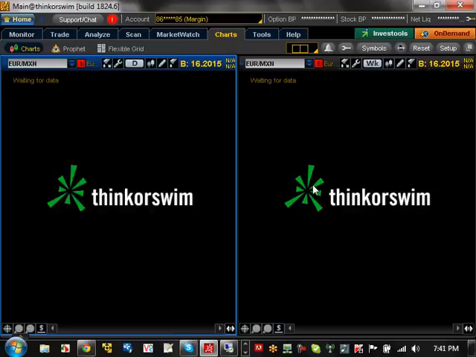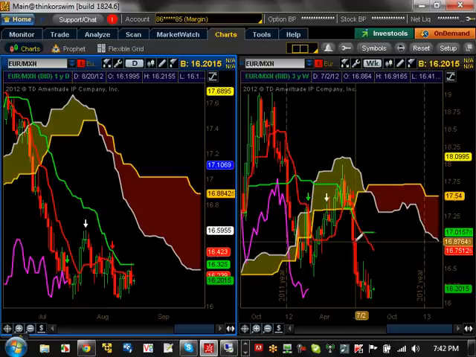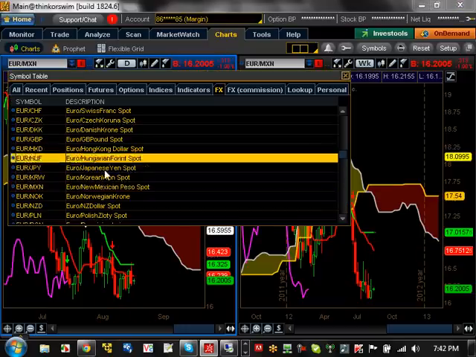Let's see, keep on going. Euro Mexican, we're going to like this one. This one here is bearish. Major resistance is going to be basically 16.325, and major support basically at 16.00 on this one.